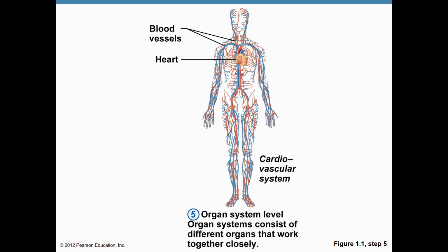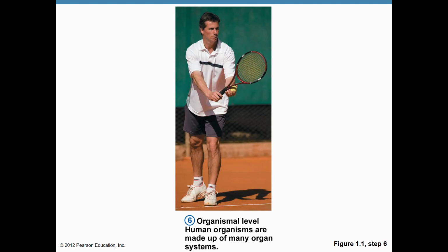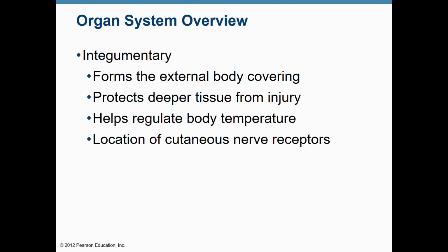The next organization is the organ system level. It consists of different organs that work together closely. An example is the cardiovascular system. Then we have the organismal level. Human organisms are made up of many organs, particularly 11 organ systems. So let us now discuss the 11 organ systems.